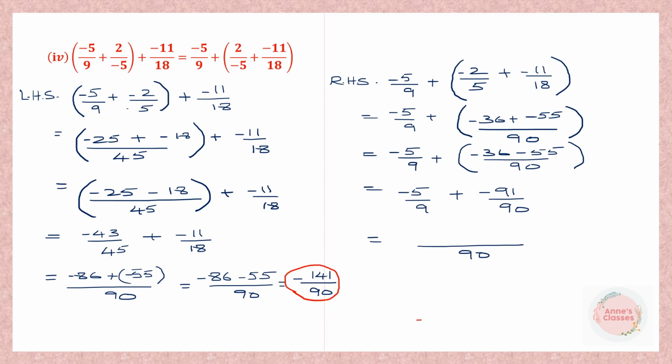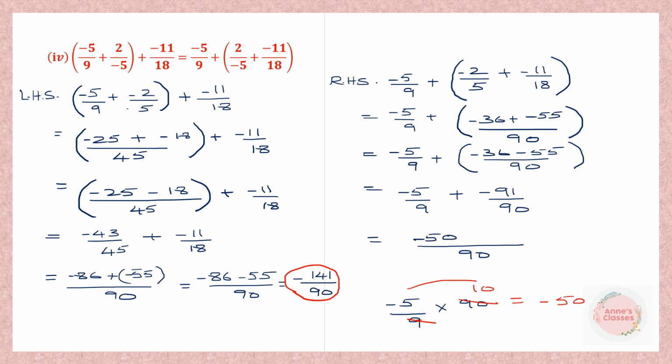And now let's look at the first rational number here, minus 5 by 9. So let's take that, minus 5 by 9 into the LCM, which is 90. So now cancel: 9 ones are 9 and 9 tens are 90. Multiply the numerators. 5 into 10 is 50. So minus 50. So let's write that here, minus 50.